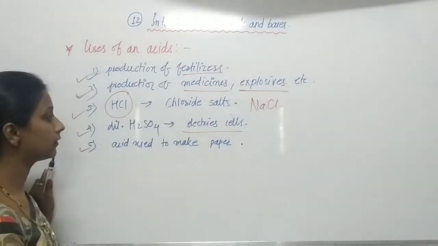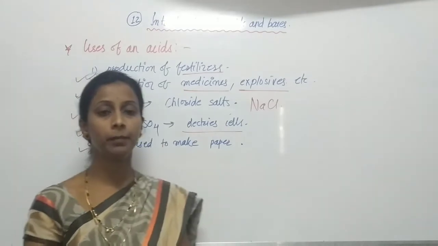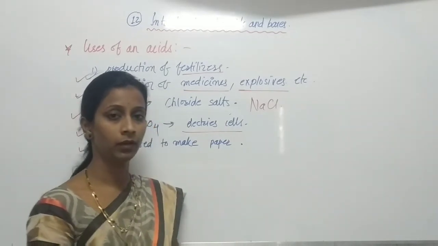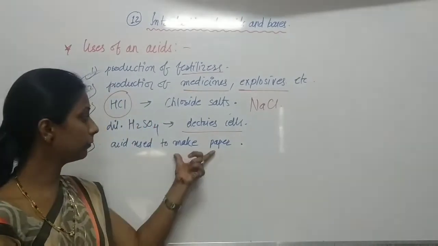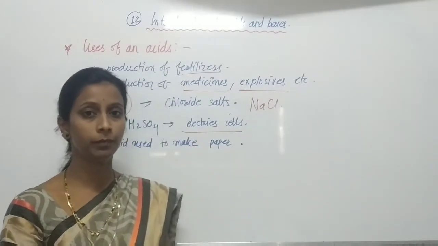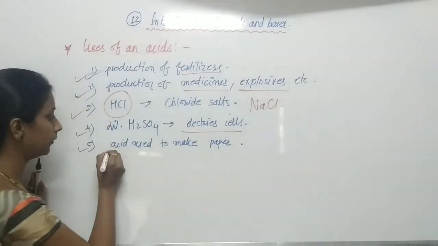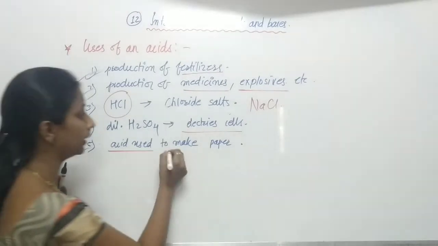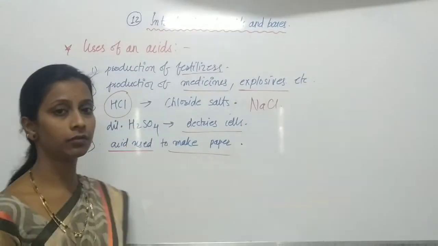And next, acids are used to make paper from wood pulp. When there is a process of making paper from wood pulp, at that time acids are used to make paper. So these are the uses of acid.